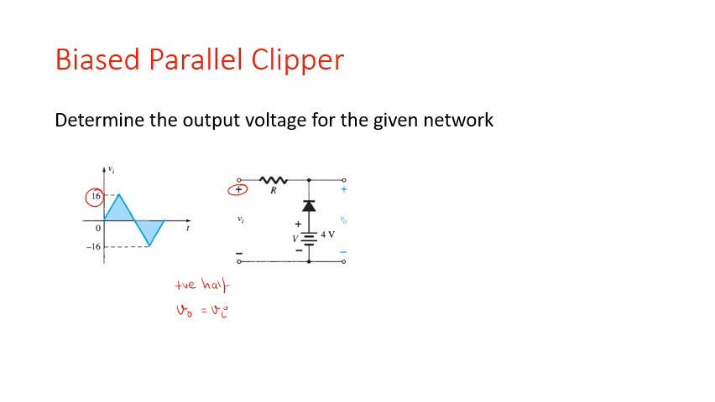In the negative half cycle, my diode will be forward biased. Since my diode is forward biased, it will be replaced by a short circuit. Now, when this diode is replaced by a short circuit over here, this Vo will copy the voltage that is in parallel over here. This voltage now is 4 volts. Since this plus sign and this plus sign are in the same direction for the negative half cycle, you can directly write Vo will be equal to 4 volts.